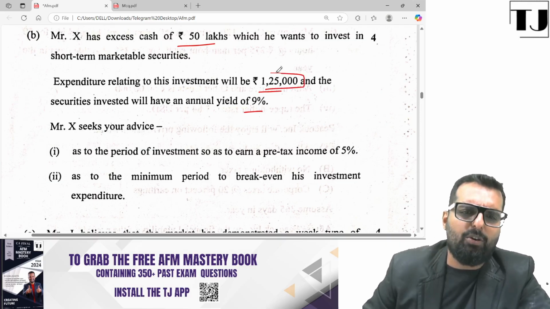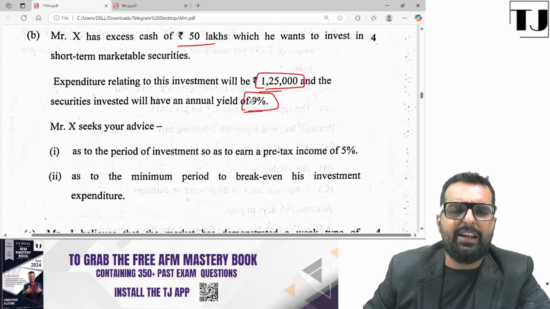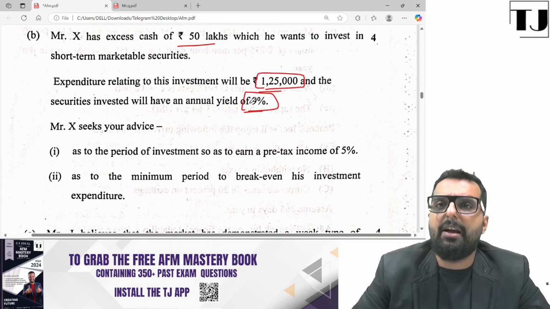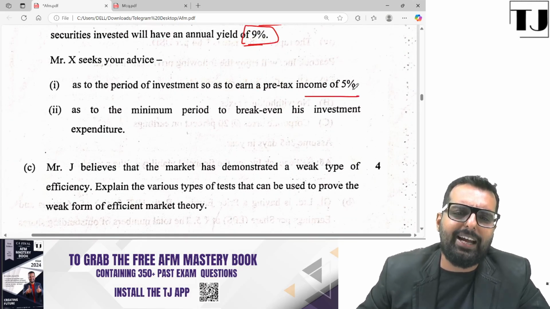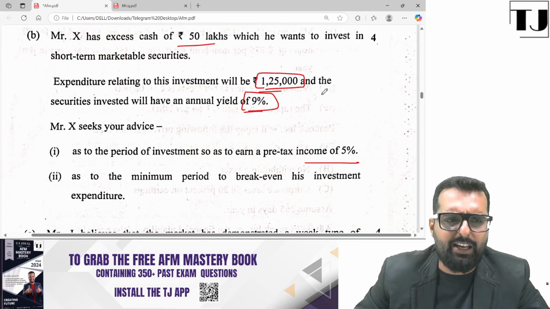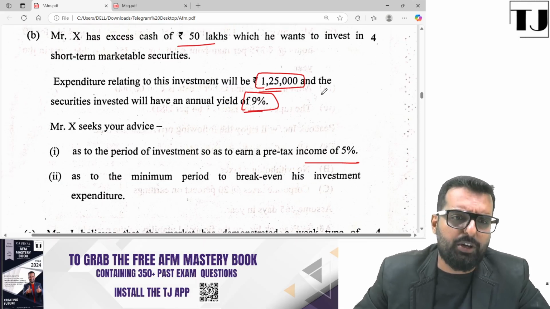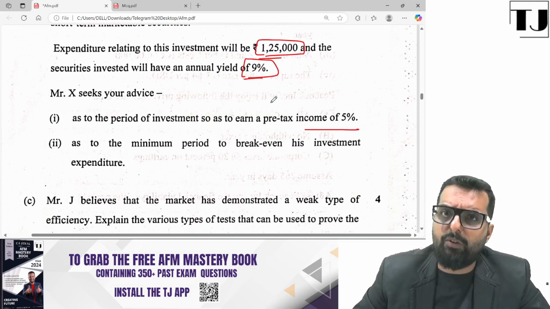Okay, they have an expense of 1.25 lakhs and they have an annualized yield of how much percentage? 9%. So there are 2 questions. One is if you want to have a pre-tax income of 5%, that is 50 lakh into 5% is how much? 2.5 lakhs. That is one way of looking at it.